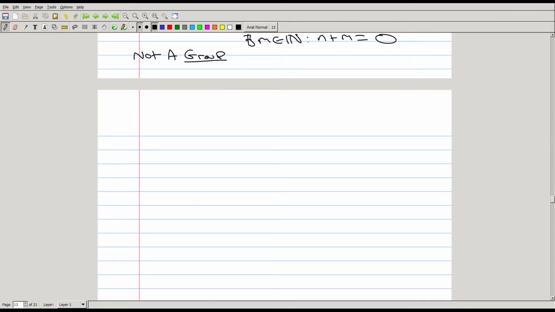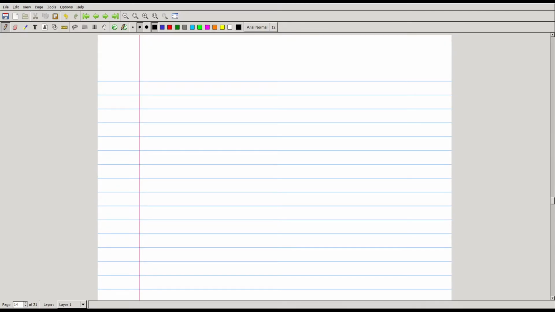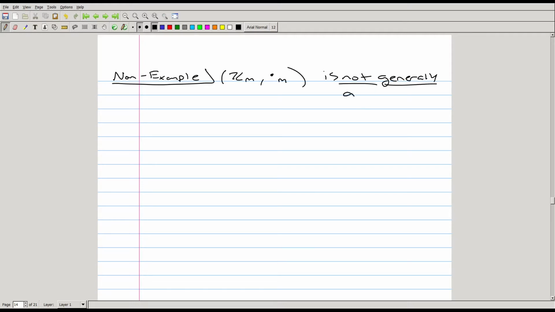For one final example, or I should say one final non-example, we take the integers modulo m with multiplication modulo m as our group operation, or as I should say, our binary operation. This set is not generally a group.